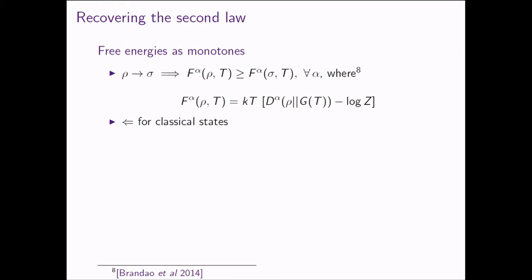So for classical states, this is also a necessary condition. In particular, if the alpha that you use here is 1, then what you get is the average energy of your state minus kT times the entropy of the state. And this is the free energy in traditional thermodynamics.